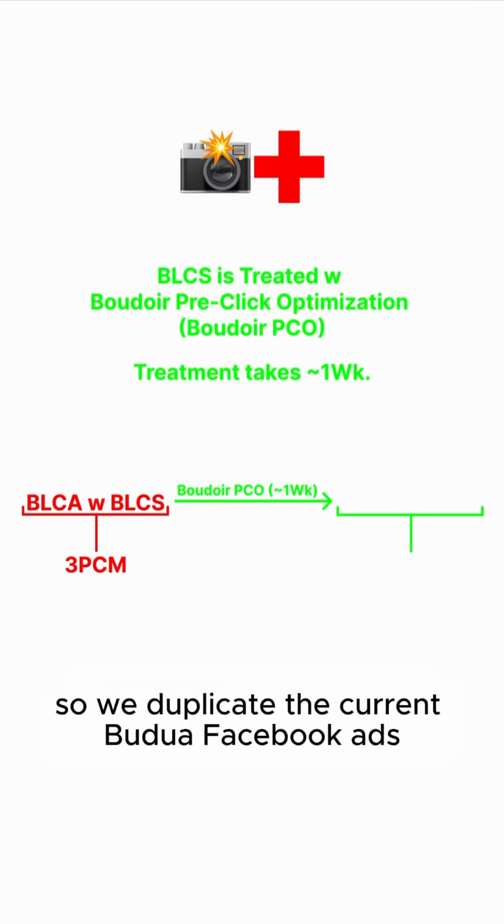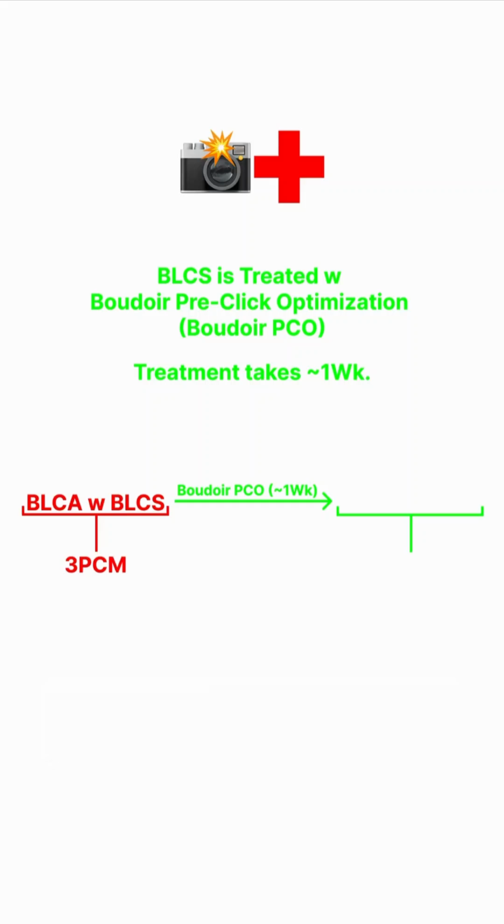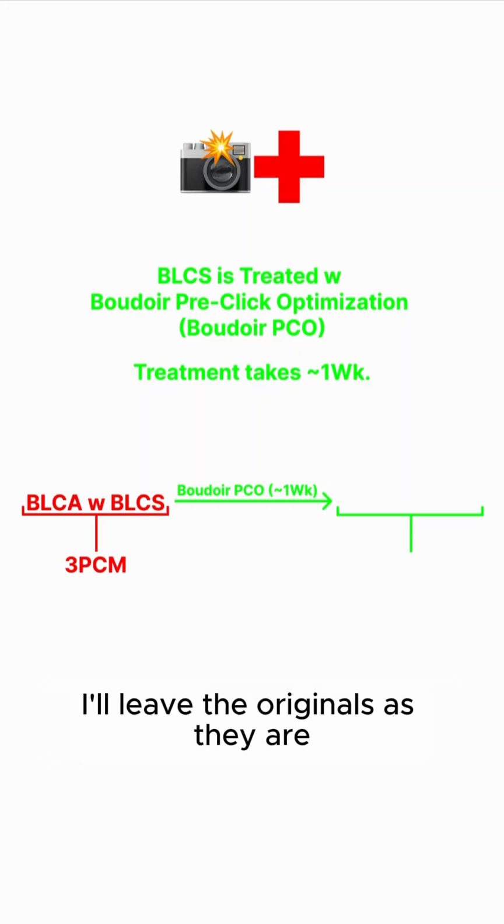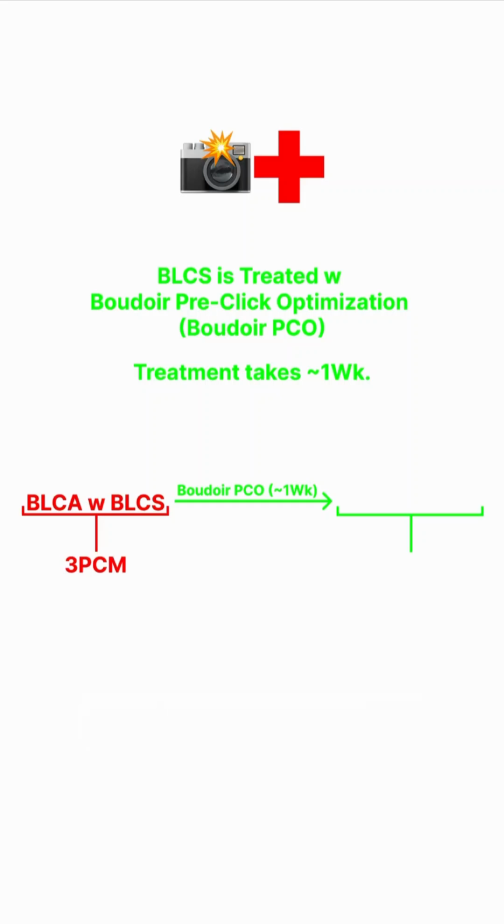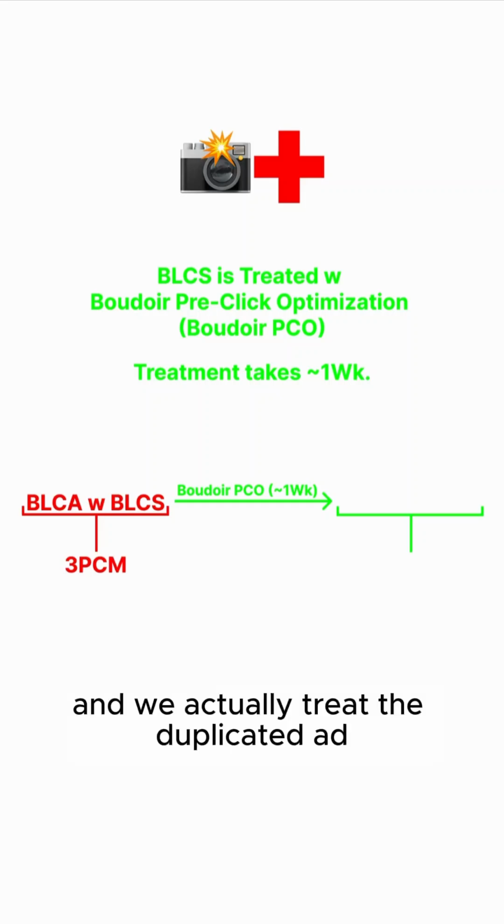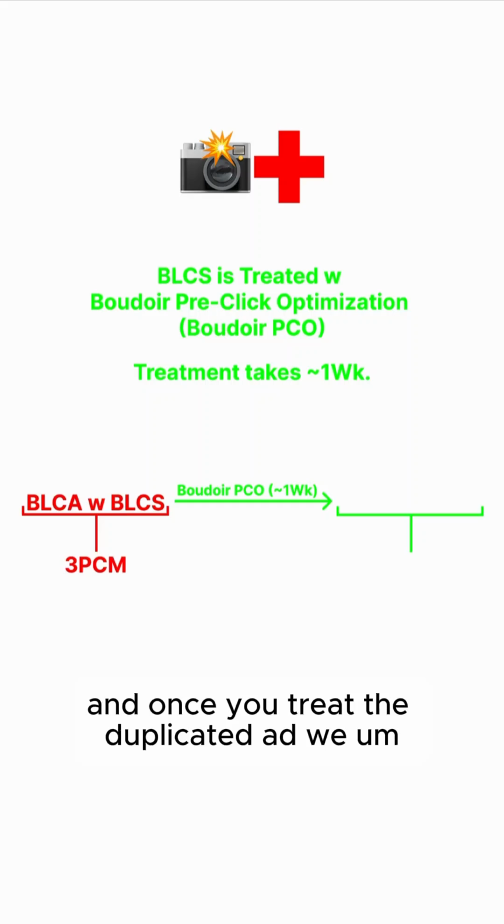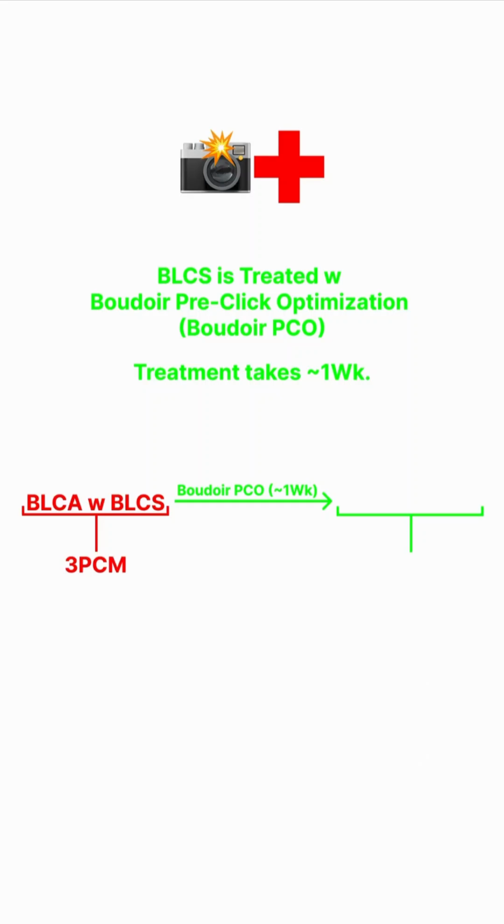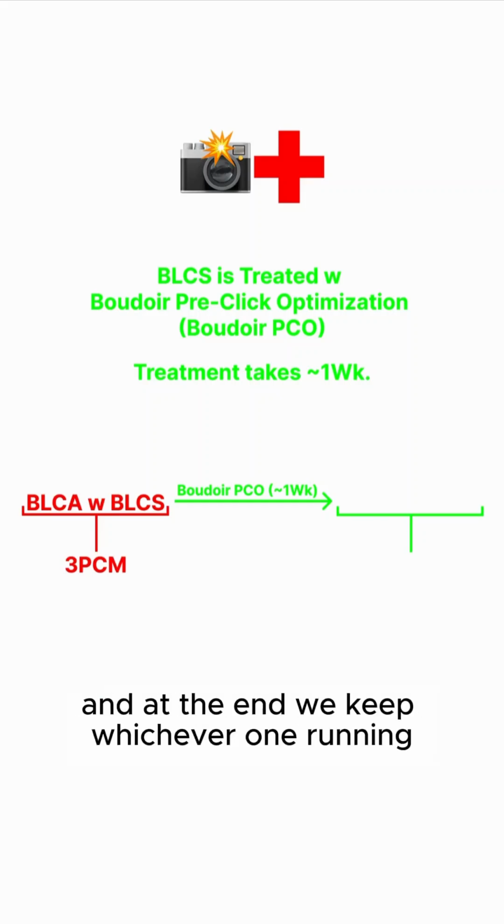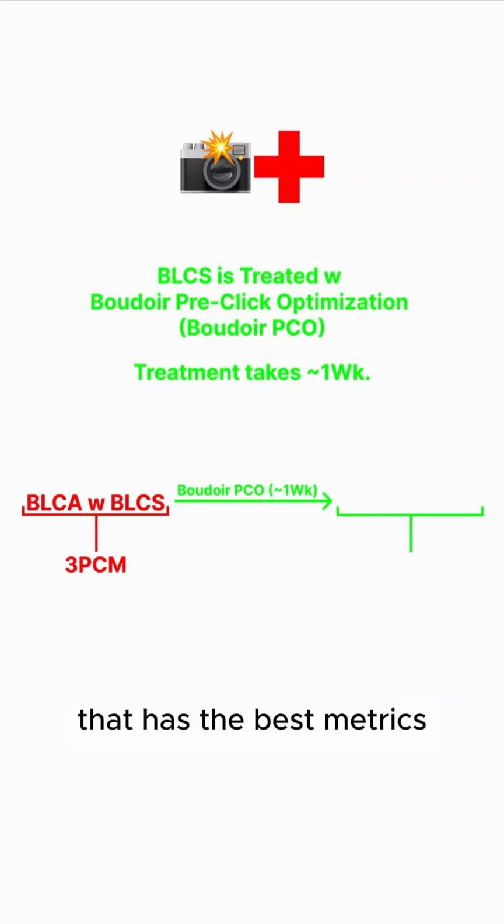So we duplicate the current Boudoir Facebook ads, leave the originals as they are, running or not running, and we treat the duplicated ad. We run that treatment for about a week, and at the end, we keep whichever one is running that has the best metrics.